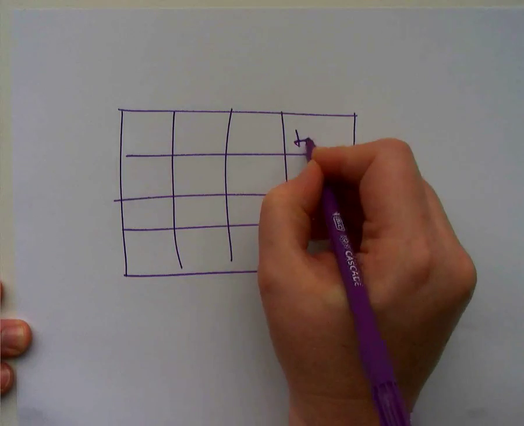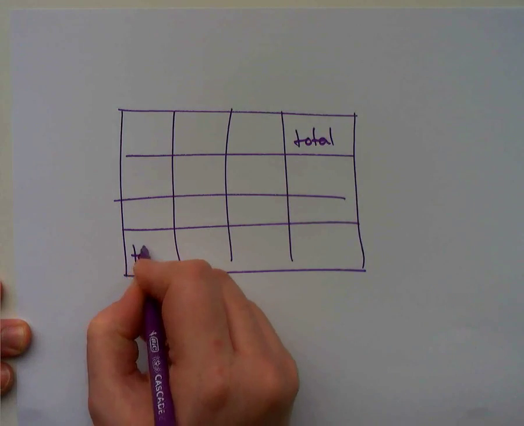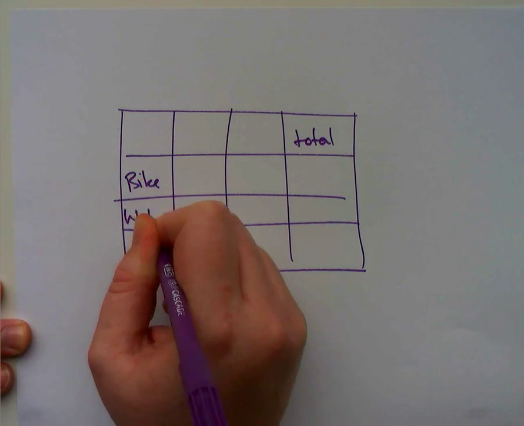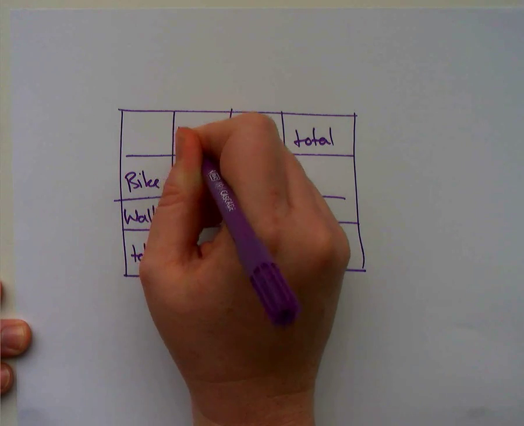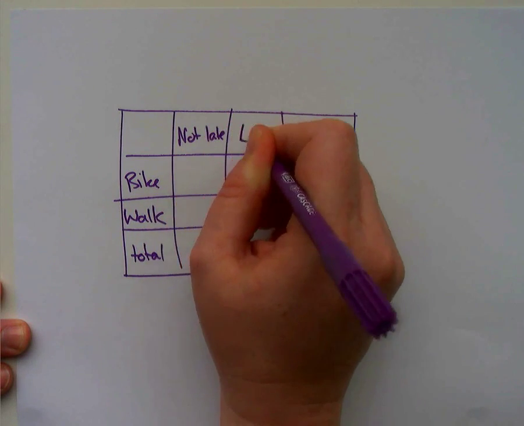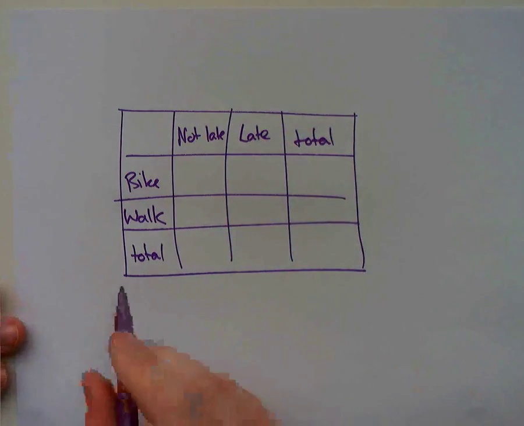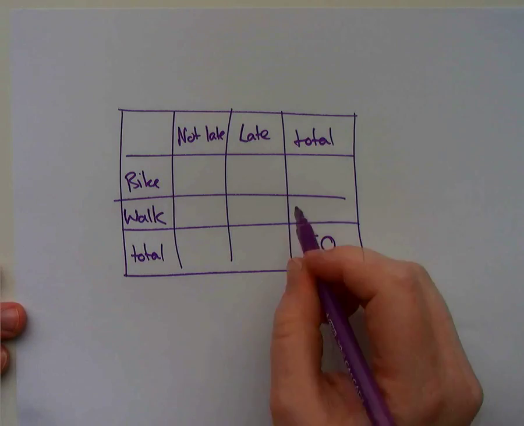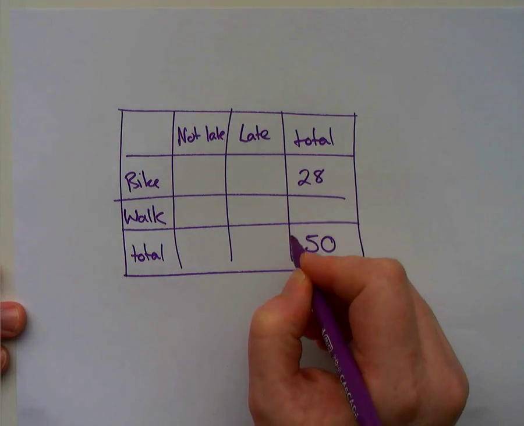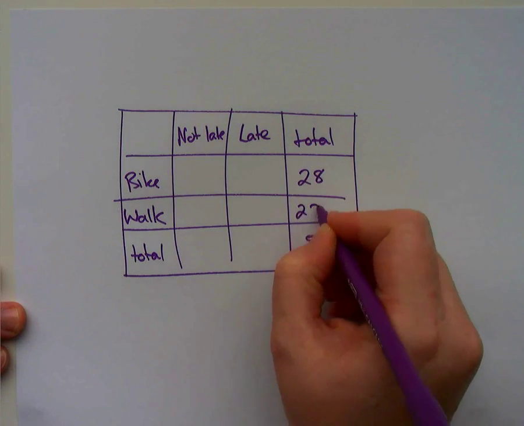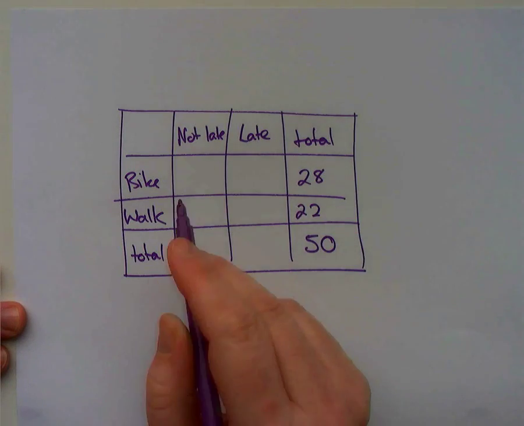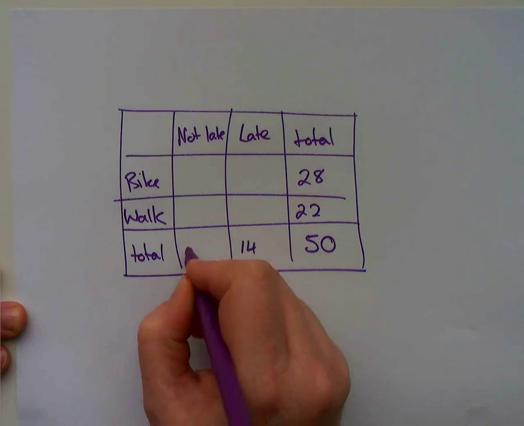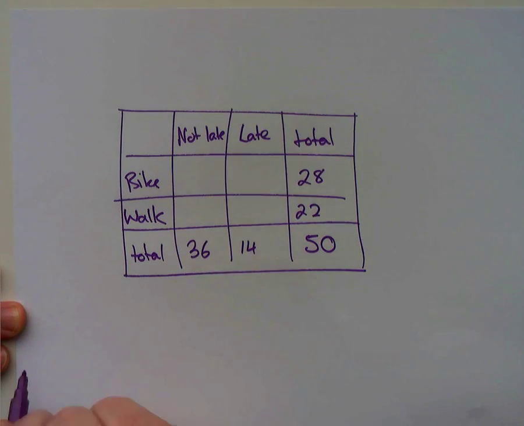So we've got our total. We know how many times he bikes and walks and whether he's not late or whether he's late. Okay, and we're told he counted up 50 times. And from that 50 times, there were 28 times that he rode his bike and 22 times that he walked. And from those 50 times, there were 14 times that he was late to school and 36 times that he was not late to school.